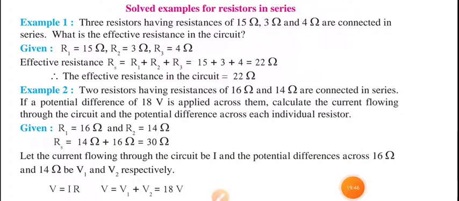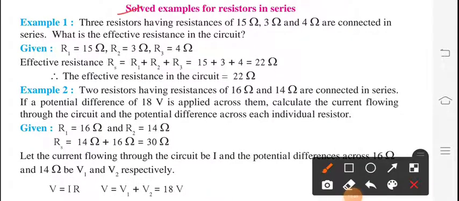Next numericals depend upon resistors in series. Example number 1. Three resistors having resistance 15 ohm, 3 ohm, 4 ohm are connected in series. What is the effective resistance in the circuit?